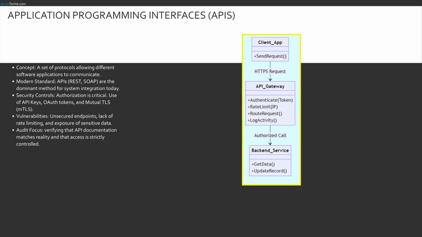The client app doesn't talk directly to the backend service. It sends a request to the gateway. The gateway class shows its methods. It authenticates the token, applies rate limiting, and logs activity. Only then does it pass the authorized call to the backend. This encapsulation is the gold standard for secure API operations.